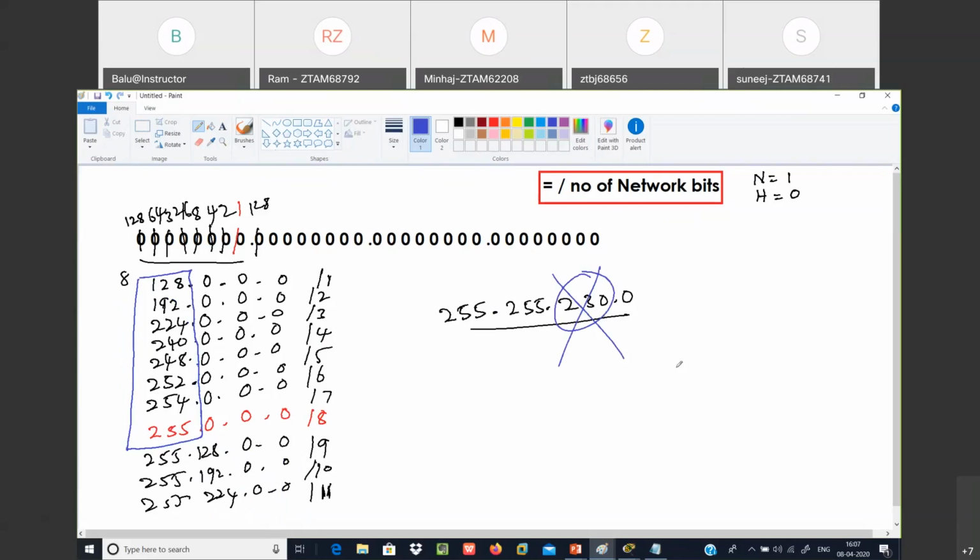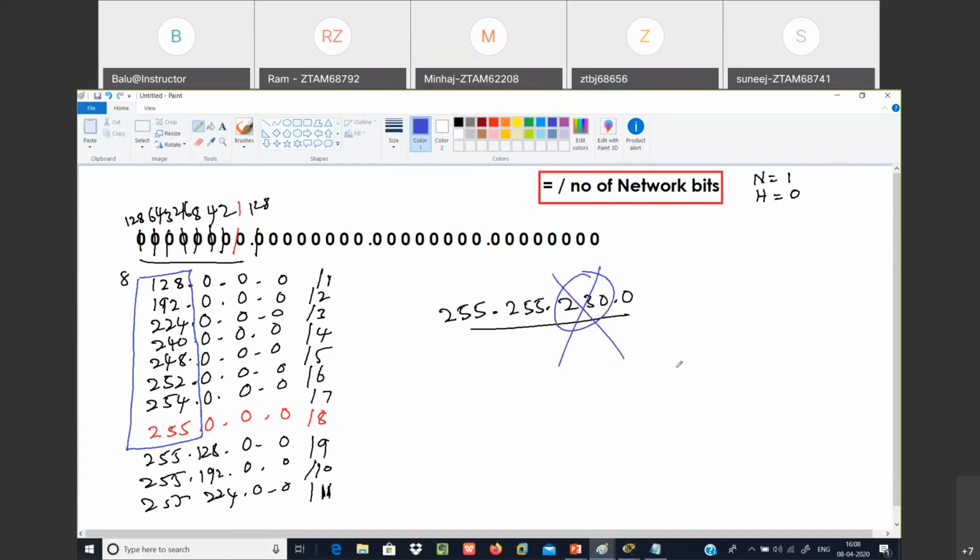This type of question is asked in the Indian Cisco examination. The same question with 230, I have faced many times. So based upon slash notation, we can understand the subnet mask clearly.